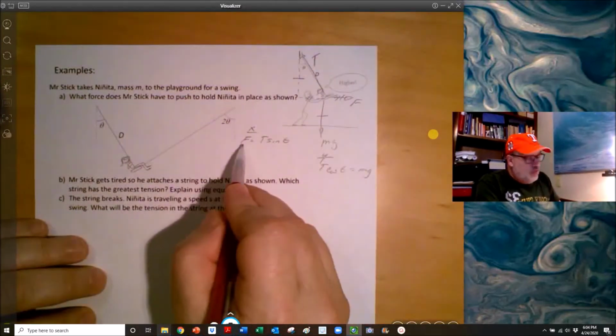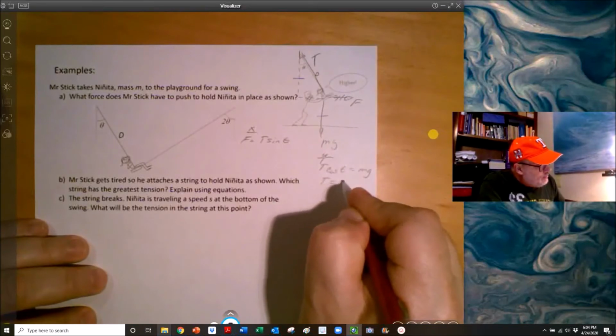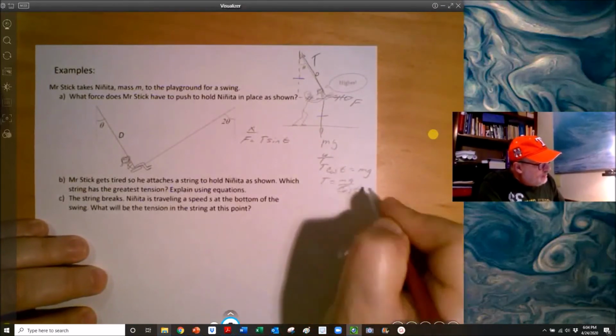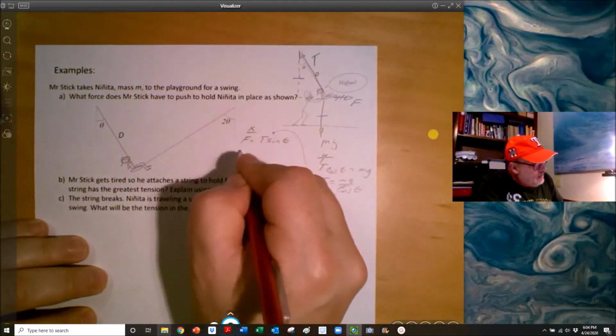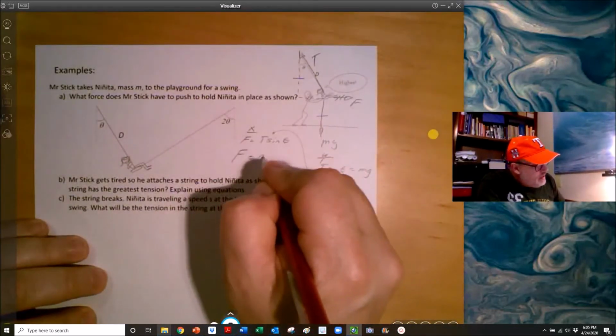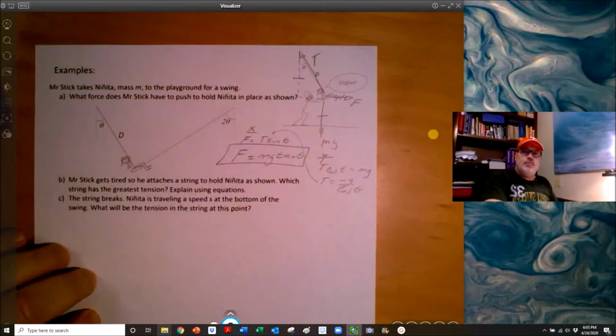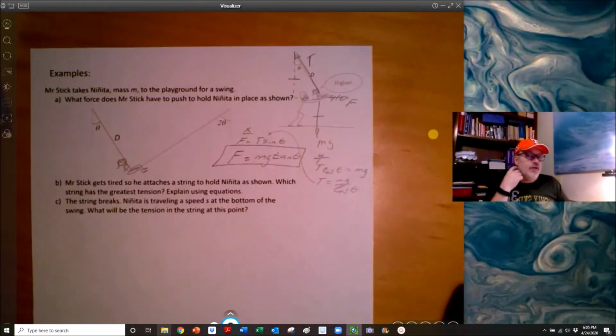And I'm looking for his force, so let me solve this one for T. That's T equals mg over cosine theta. I'm going to plug that in here, and I get that his force will be mg tangent of theta. All right, that wasn't so bad. That's called a statics problem, where the thing is at rest and not moving.